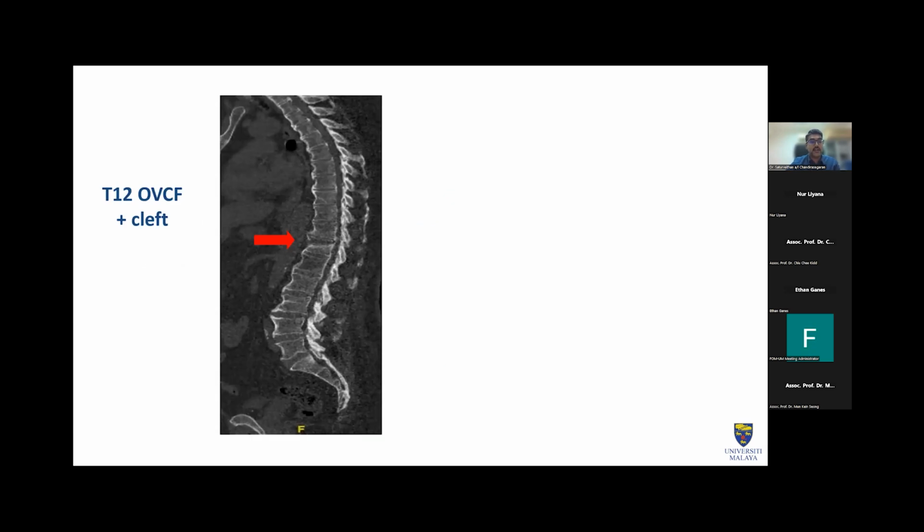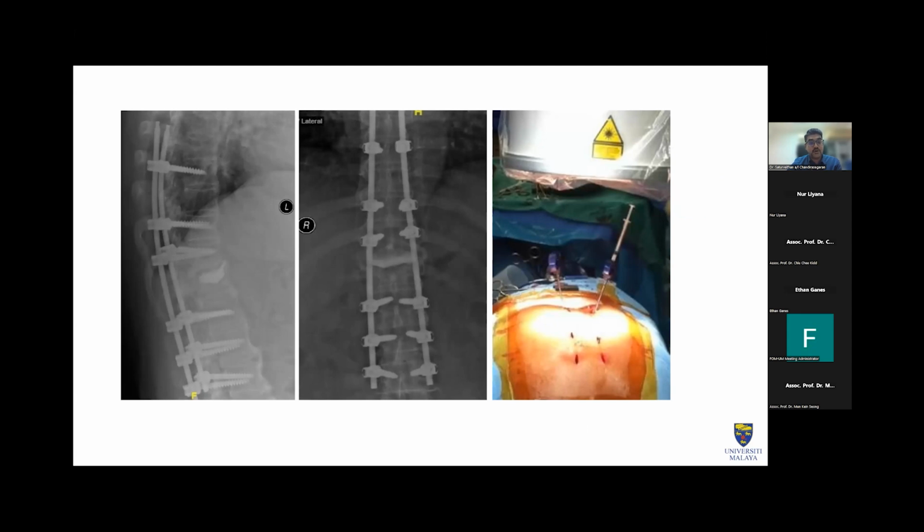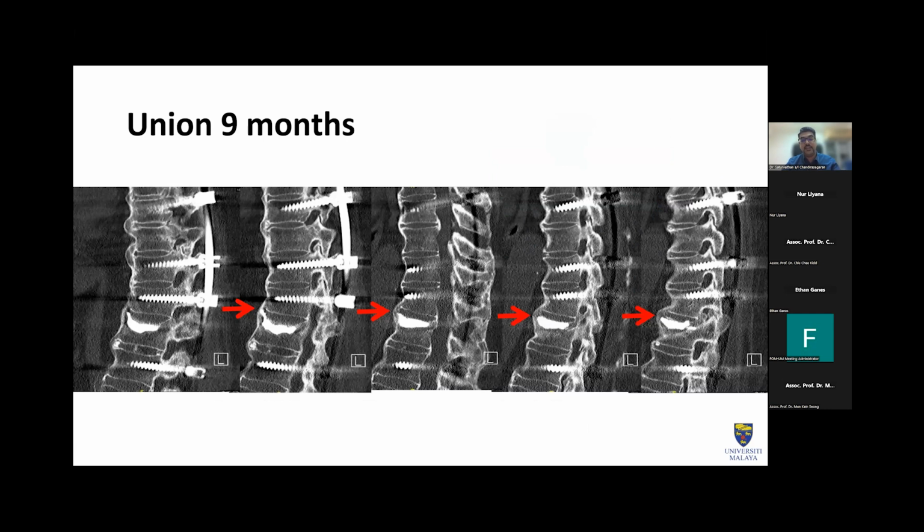This shows a CT scan of a patient with T12 OVCF, osteoporotic vertebral compression fracture with intravertebral cleft, and the patient had enclosed spine above the fracture level. So we did a long segment fixation and percutaneous cement vertebroplasty for this patient, and union was achieved in 9 months duration.